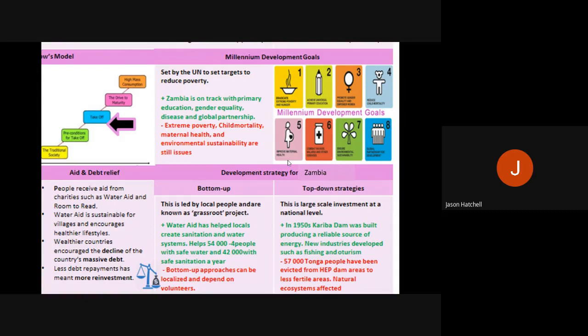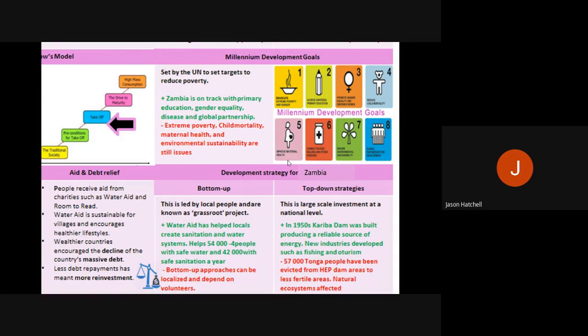Now, essentially, with the Kariba Dam in the 1950s, it was built to produce that reliable source of HEP, or hydroelectric power, and new industries as a result of the dam being there developed, such as fishing and tourism. Obviously, tourism because people like to visit these big dam reservoirs behind them because they're interesting to look at, but also fishing because it did create the conditions upstream for fishing to take place. So that's all really good, and it creates new industries where wealth can be created as well.